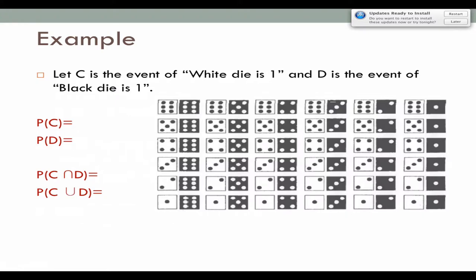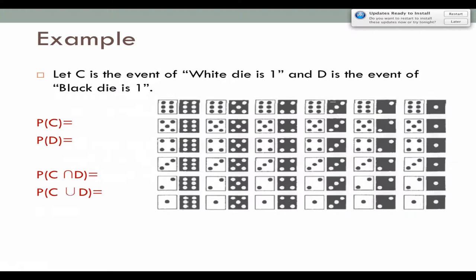Here's another example. We go back to the two dice example. We let C be the event white die is one. D is the event black die is one. What's the probability of C? What's the probability of D? Then finally, we want to figure out the probability of C intersect D and the probability of C union D.